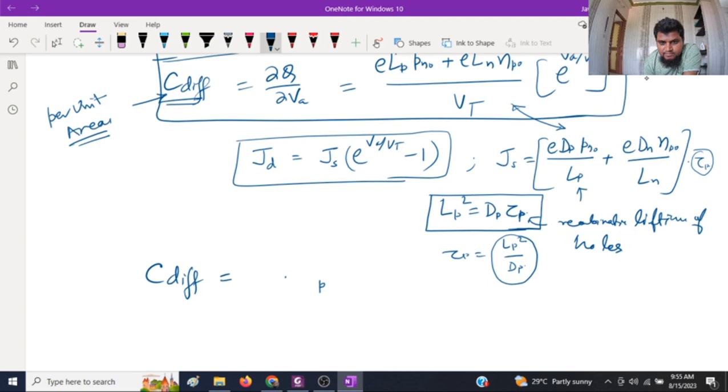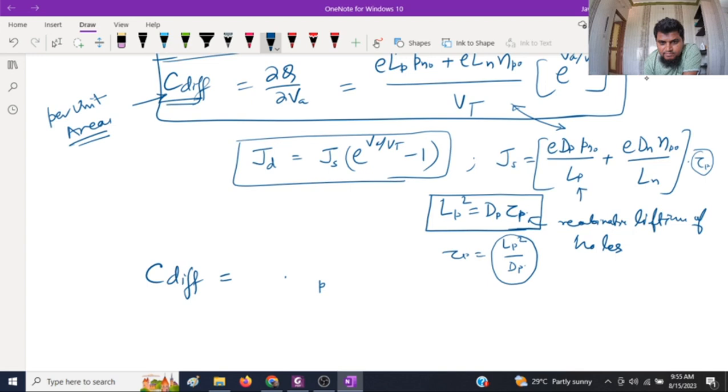So C diffusion can be written as, now do you understand this? In case of forward bias with 4.1 volts, you can find that this minus one term can be neglected, and JD, the diode current density, can be written as equal to Js e to the power Va upon Vt.